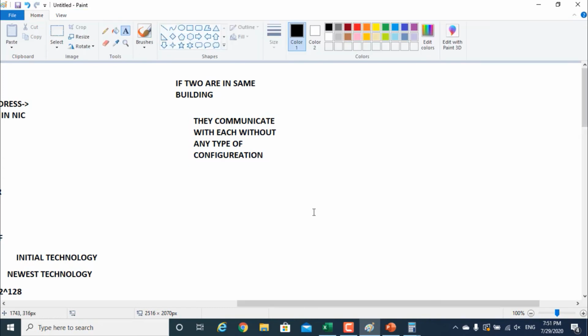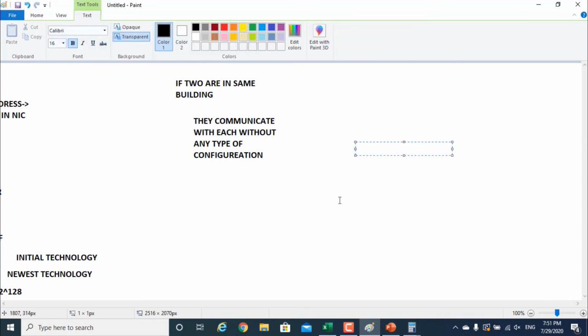So what does it mean? You will understand this concept more technically later, but for now, what I'm saying is, if two flats are in the same building, meaning two hosts are in the same subnet, then both of them can communicate with each other without any configuration, just with an IP address for all the flats, or all the hosts in the same subnet.